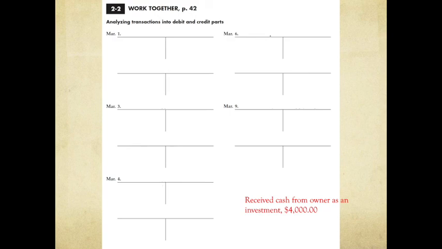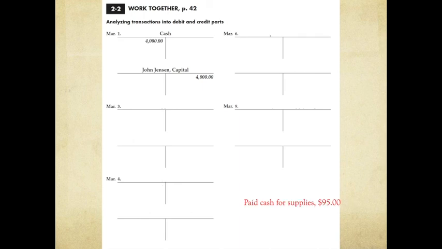Okay, our first transaction is in the lower right-hand corner. Receive cash from owner as an investment. Again, you're going to list the account titles. So we have cash, and we have John Jensen Capital. If we receive cash, cash is going up. So therefore, we have to debit our cash. Our capital account is also going up. So we have to credit our capital account.